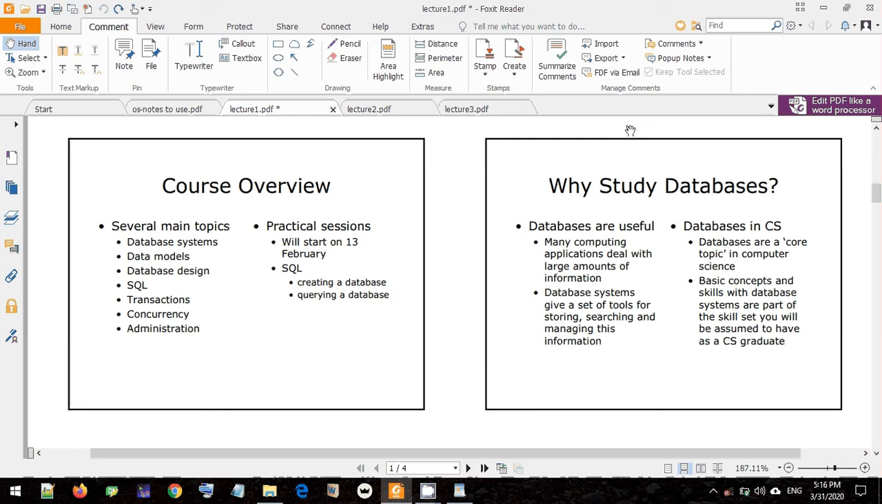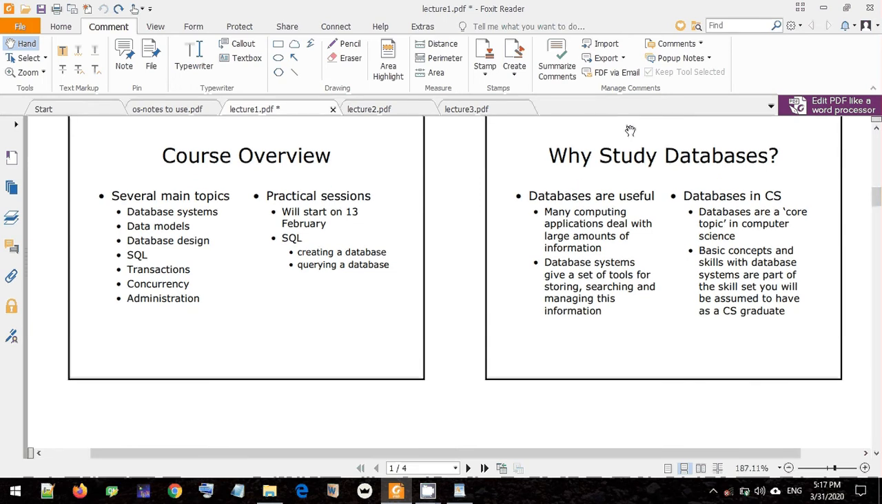Now, why do we study databases? First of all, many applications nowadays contain a large amount of information, and this large amount of information will be better managed with databases. Again, database systems give us a set of tools for storing, searching, and managing information. In computer science, databases are a core topic. Basic concepts and skills with database systems are assumed that you already contain at your graduation.